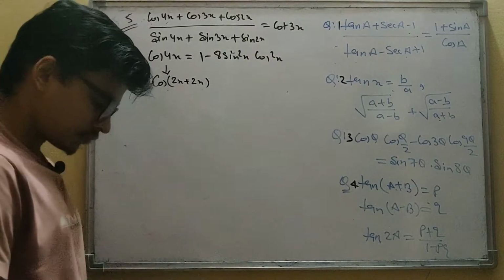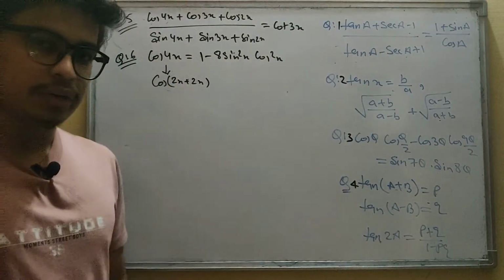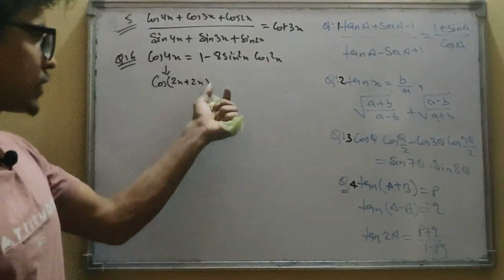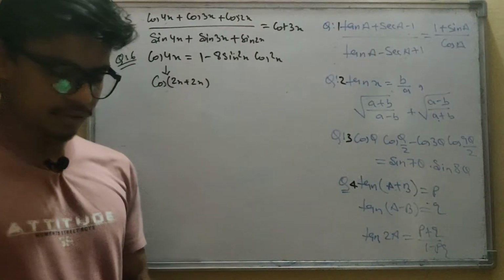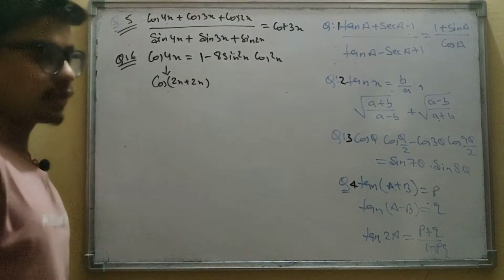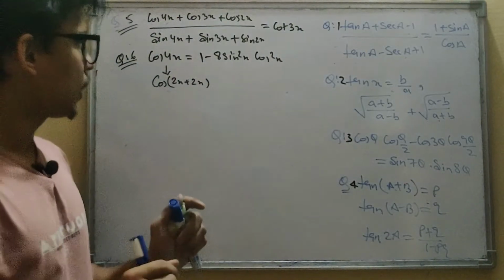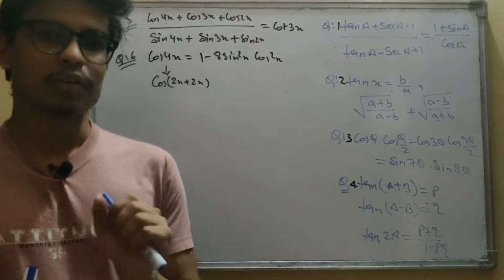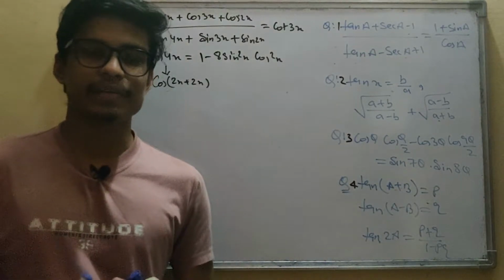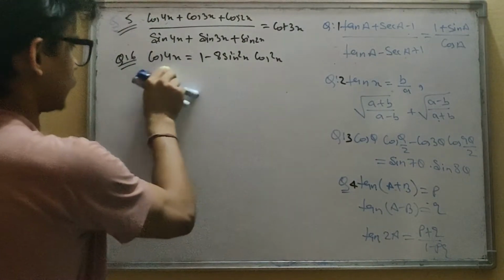Now if you break it like this, 2x plus 2x, then you are going to get some terms in 2x in your expansion of cos of 2x plus 2x. But there is a formula of cos 2x. Cos 2x is equal to cos square x minus sin square x. So there is a formula, cos square x minus sin square x, for cos 2x. So better we go with that one.